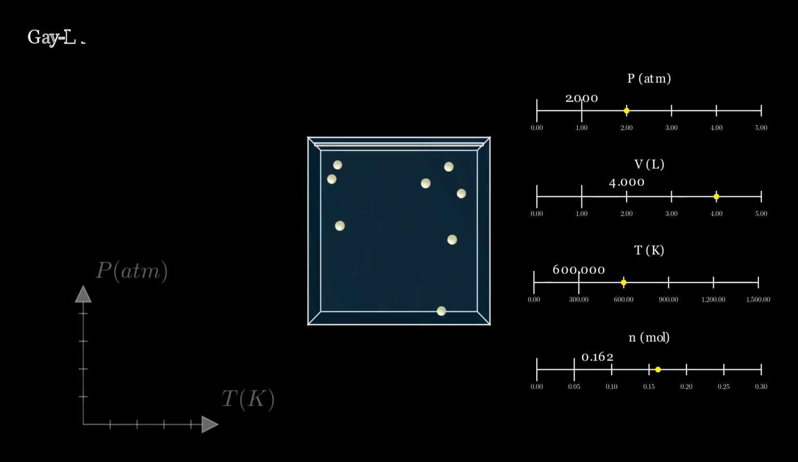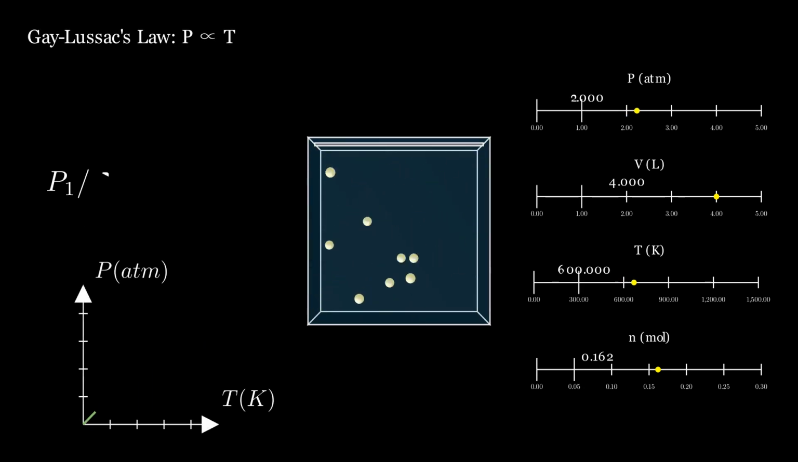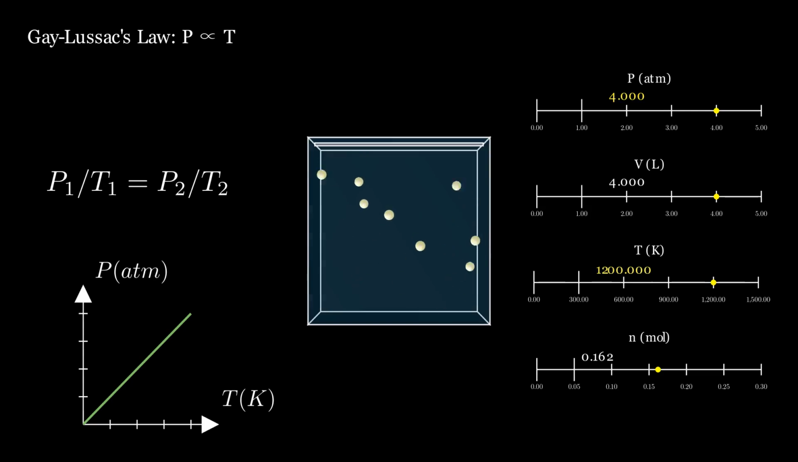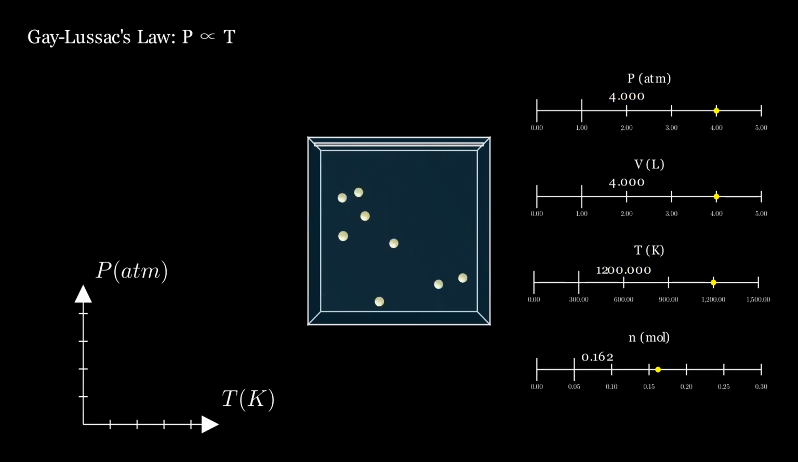Finally, we look at Gay-Lussac's law, the link between pressure and temperature, with volume and moles held constant. When we heat a gas in a rigid container, the particles move faster but don't have more space. This means they strike the container walls more often and with greater force, raising the pressure. Gay-Lussac's law tells us that pressure increases directly with temperature when volume stays fixed. This is exactly why pressure builds in a sealed can left in the sun.